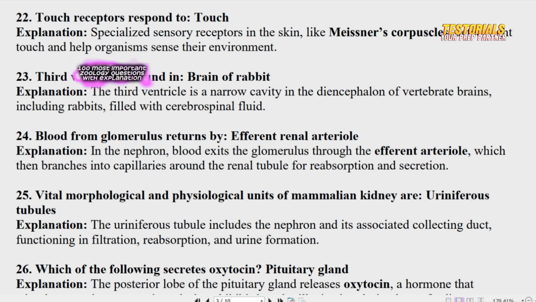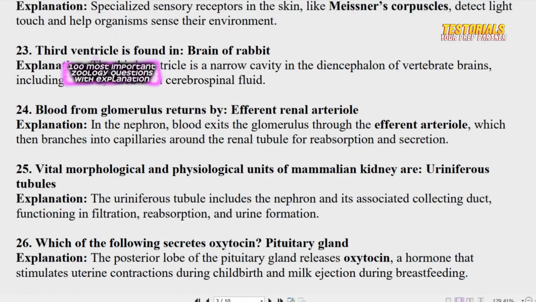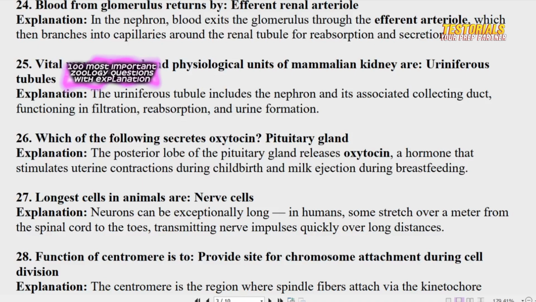24. Blood from glomerulus returns by efferent renal arteriole. Explanation: In the nephron, blood exits the glomerulus to the efferent arteriole, which then branches into capillaries around a renal tubule for reabsorption and secretion. 25. Vital morphological and physiological units of mammalian kidney are uriniferous tubules. Explanation: The uriniferous tubule includes a nephron and its associated collecting duct, functioning in filtration, reabsorption, and urine formation.